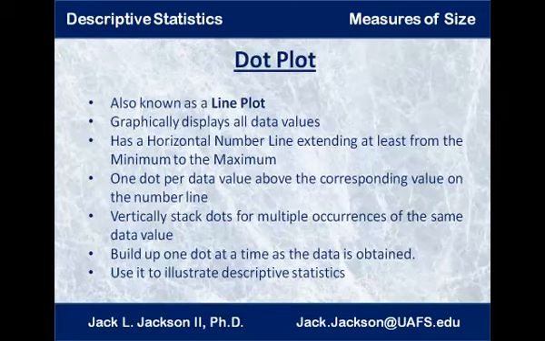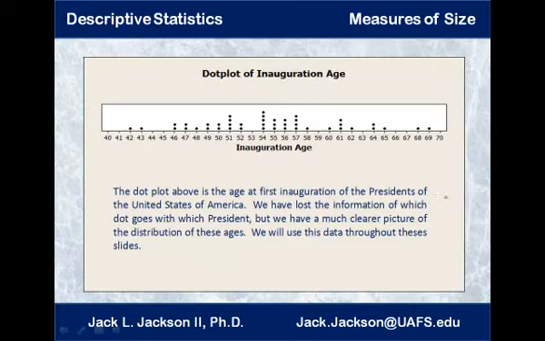So what happens if we get more than one dot at the same data value? Well, then we stack those dots vertically above that spot on the number line. And we can build this up one dot at a time as we come to the data, and we'll end up with the full dot plot. This is a very useful way of illustrating the data and also various characteristics about it. So we'll be coming back to the dot plot throughout these lectures to see these data values.